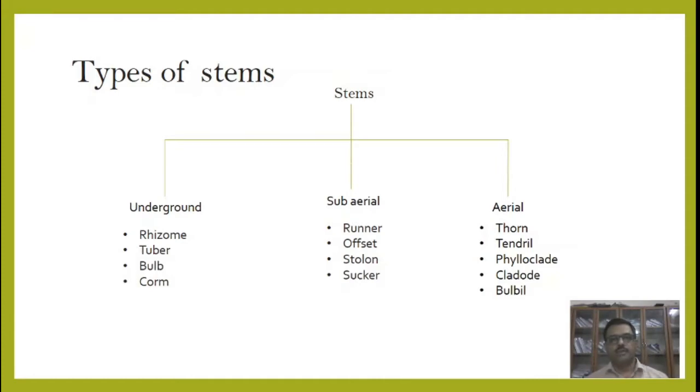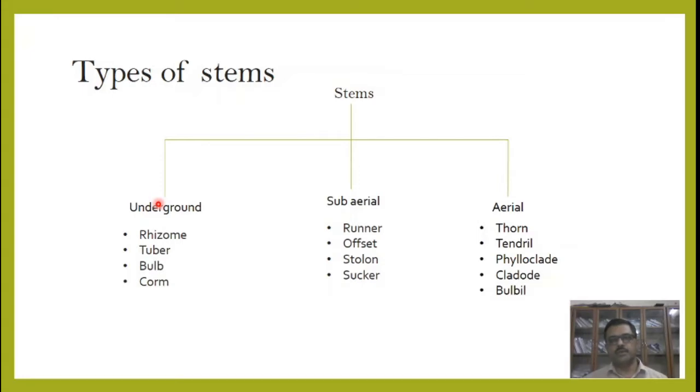Welcome everybody to this new video on types of stems. As we have seen in the last video, the stems are classified based on their adaptations into underground, subaerial and aerial stems. Underground stems are stems that are found within the soil, and these stems are mainly meant for perennation or protection during attacks by animals or conditions like fires.